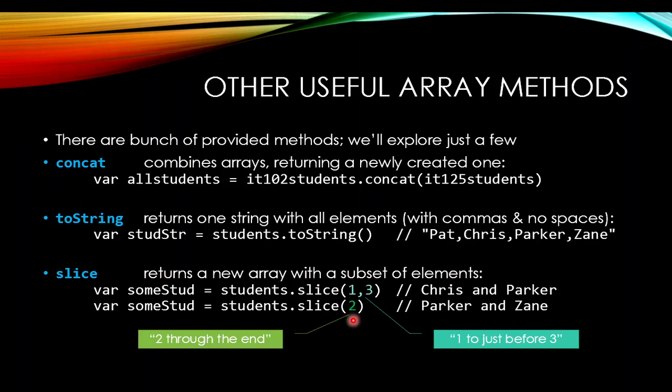You can also just put a single parameter here, and that says I want to go 2 through the end. If you don't put a comma and another parameter, it's going to go 2 through the end. So in this case, it'll be Parker and Zane if you happen to have this list that looks like this. So slice is a great way to say, I just want a little subset of my array. I just want some of the elements back. Use slice. And this is sort of common. If you work with Python, you will see that there's a very similar kind of list manipulation. This is very reminiscent of what you'll see in Python. So that's concat, toString, slice.